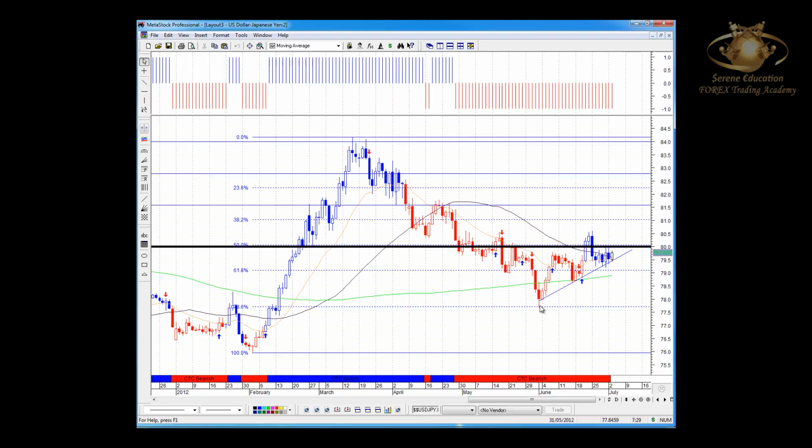Down at the bottom here, which clearly shows that we had a prior bounce off that. Break below that at 77.70, well, we could look at these lows that we saw back here at 76.00 or 75.50 in particular. We had the Japanese government intervening at that stage.